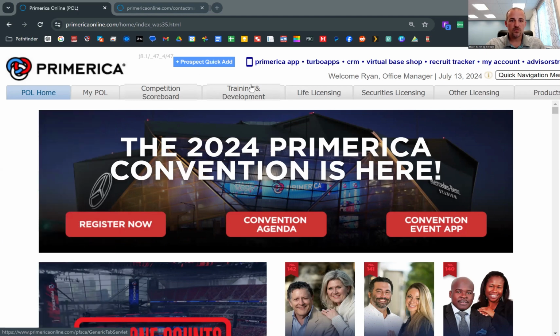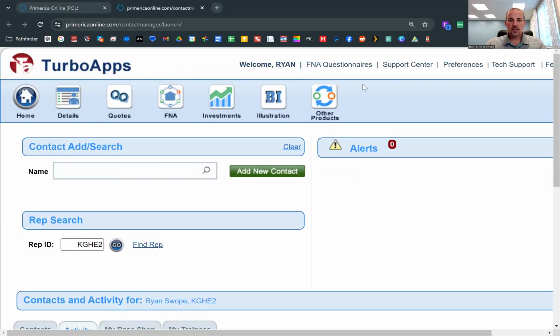Or if you just want the digital version, you're going to come up here and click on Turbo Apps at the top of the POL screen. And if you're brand new, your POL is going to look a little bit different than this. But once you're licensed, it will transition to this more traditional POL background and screen layout. So you'll come up here and click Turbo Apps. That'll open this tab. But you're just going to click FNA questionnaires right at the top here.